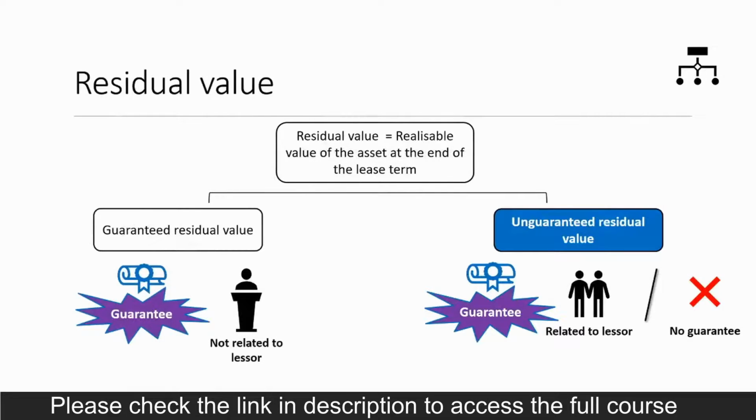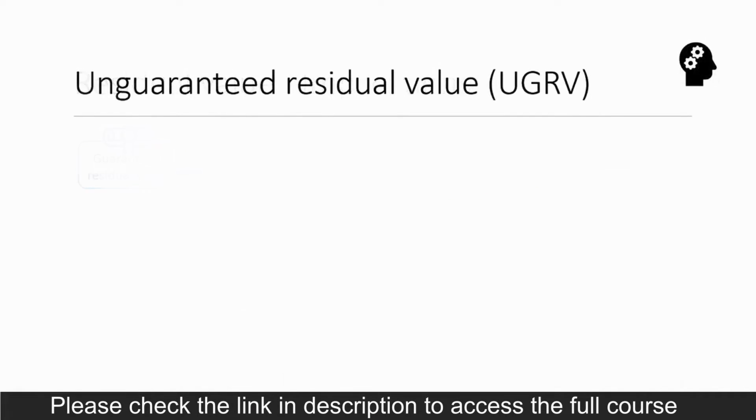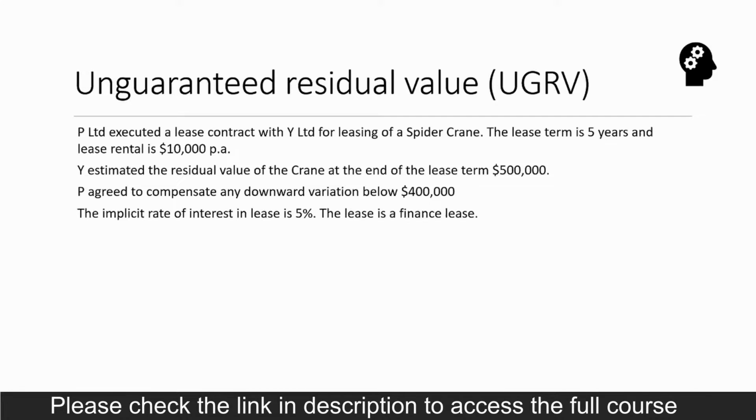It's time when we should discuss the unguaranteed residual value. I have continued with the same example which we took while discussing the guaranteed residual value with few modifications in the related terms and conditions. In this example, Y estimated the residual value at the end of lease term as 500,000. P agreed to compensate any downward variation below 400,000.